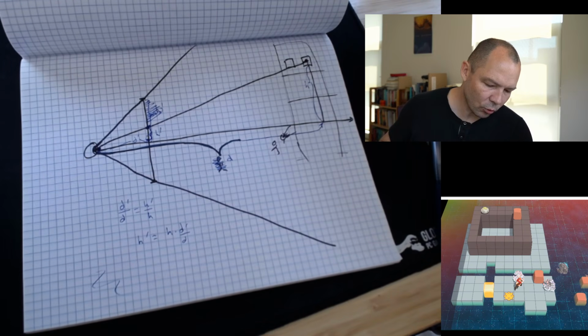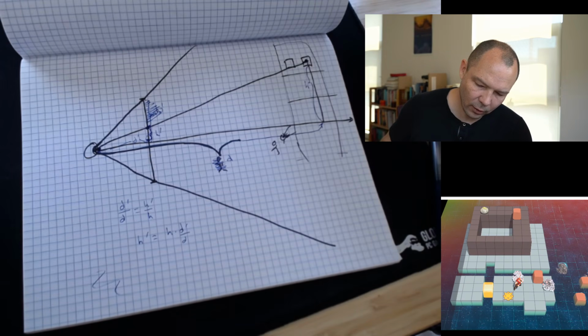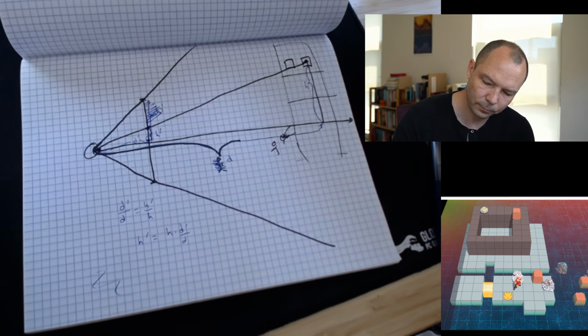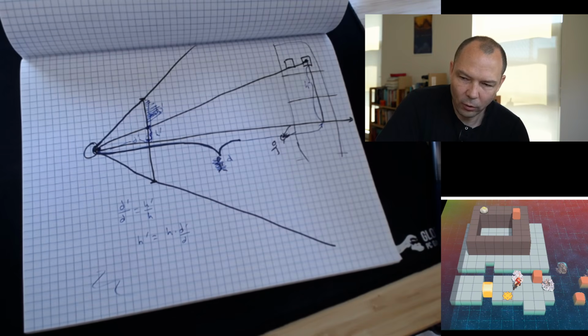What is D prime usually set? That's a good question. The answer is as small as you can get away with.